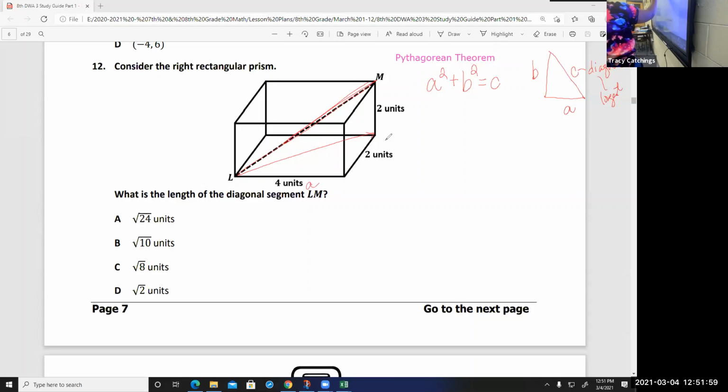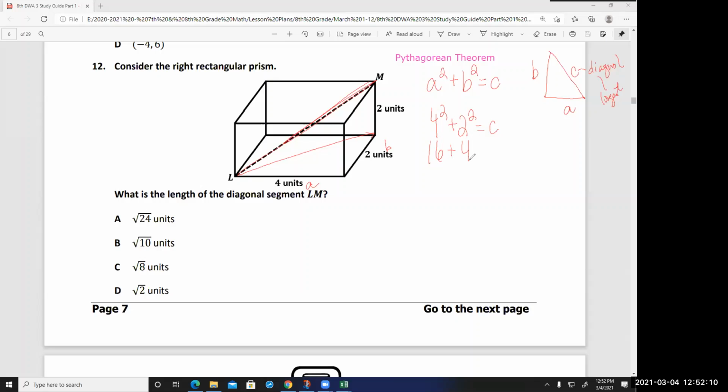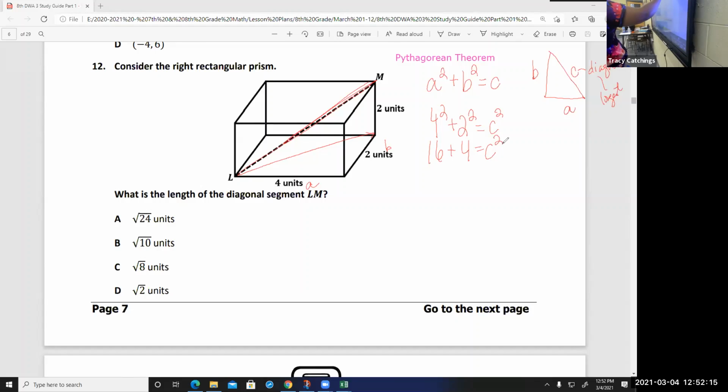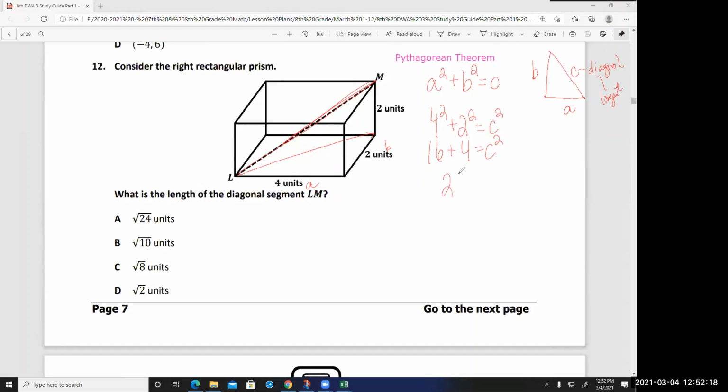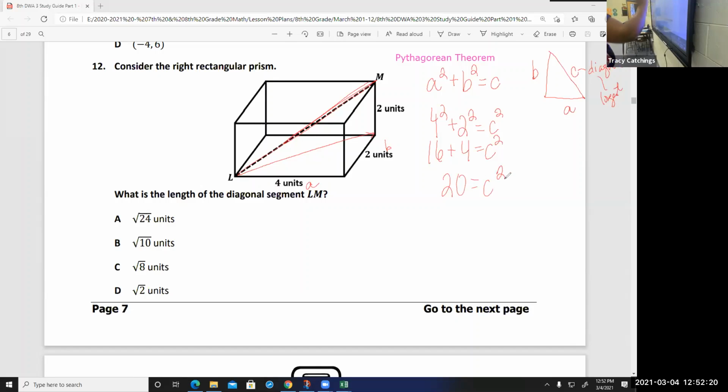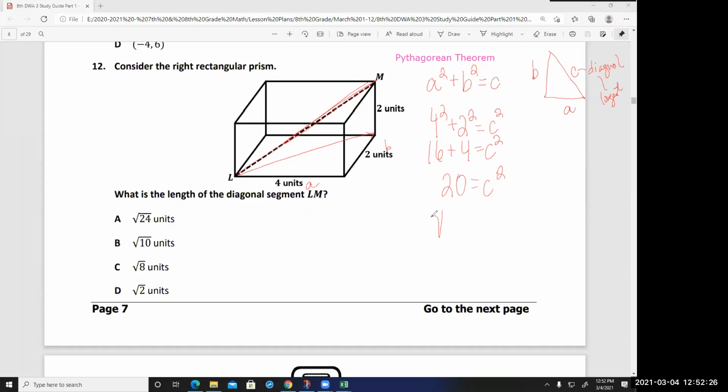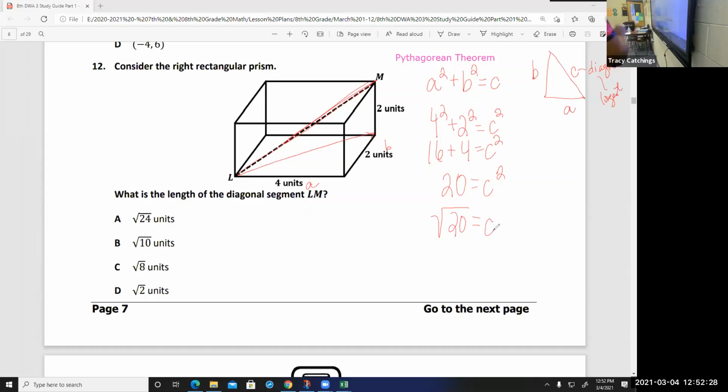Good job. So I'm going to substitute that in. So that would be 4 squared plus 2 squared equals C squared. What is 4 squared? 2 squared? 16. 4. All right, 16 plus 4? 20. Good job. 20, how do we get rid of a square? All right, that's when we take the square root. So the value of that would be the square root of 20. I'm going to leave it at the square root of 20 because it did not give us a whole number.